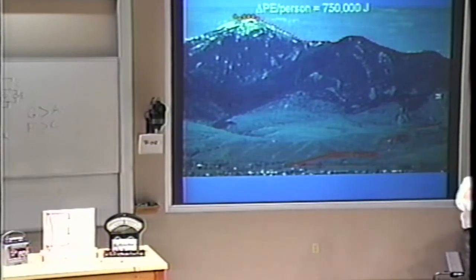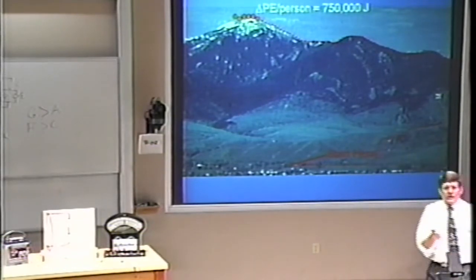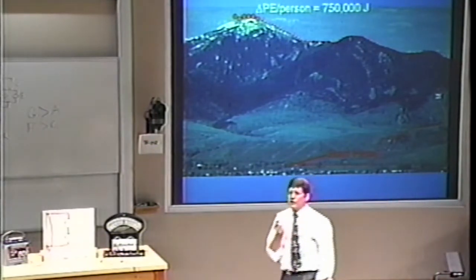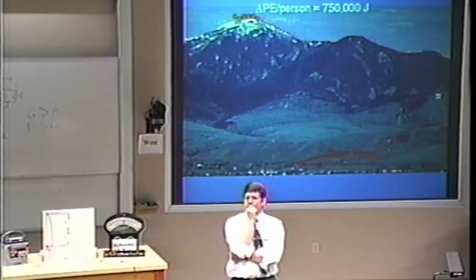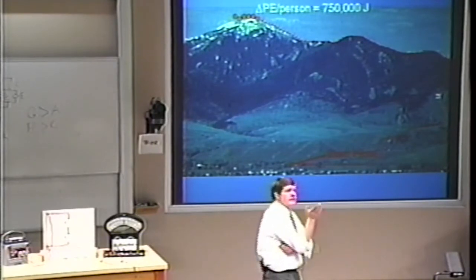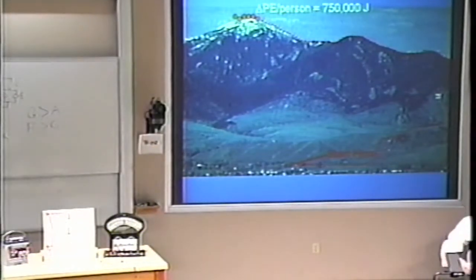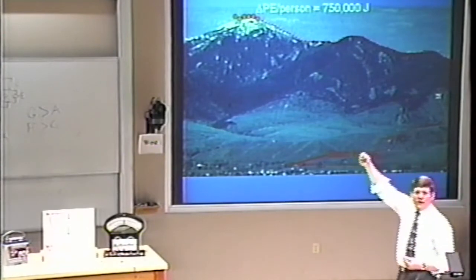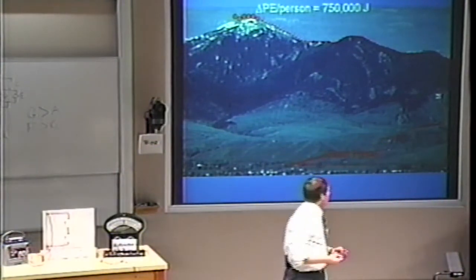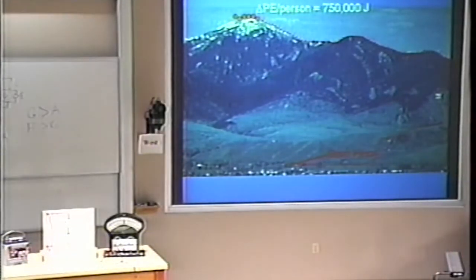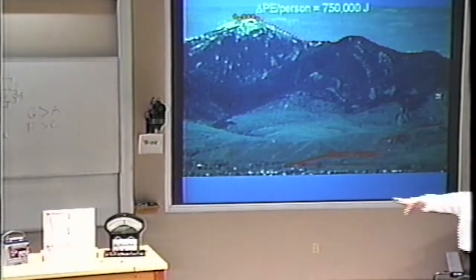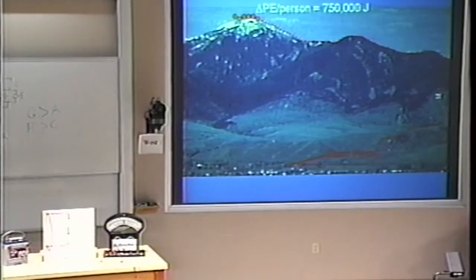What is the change in gravitational potential energy for each person? Shout it out. 750,000. Positive or negative? Negative. It gets a positive 750,000 joules going up, negative coming down. Now, because that's the easiest way down, let's say that it's the front row here that we dropped off up there. And everyone decides to take that easy path down the trail.